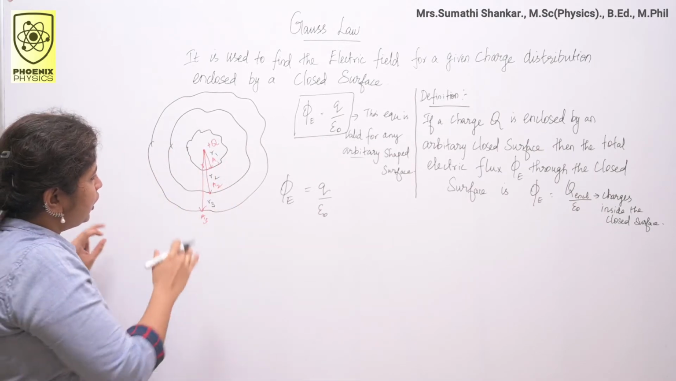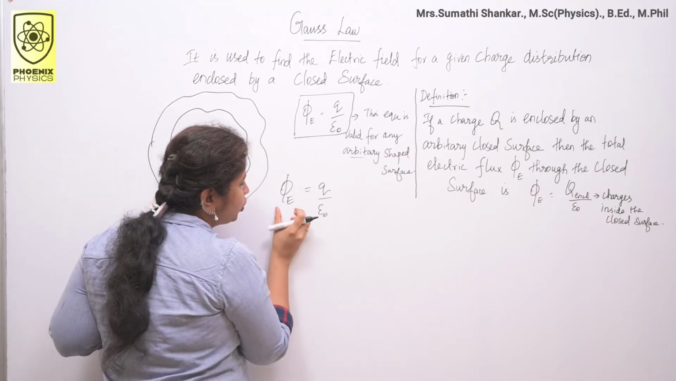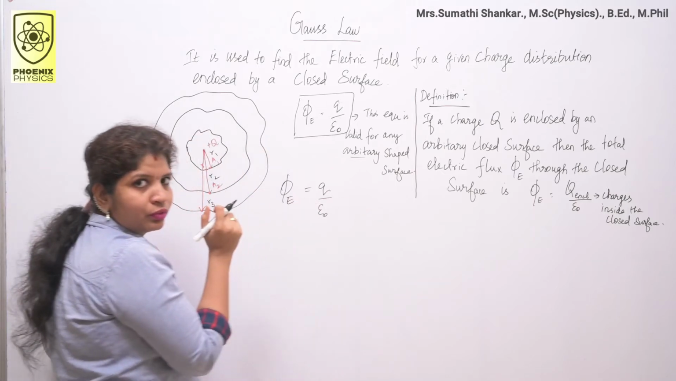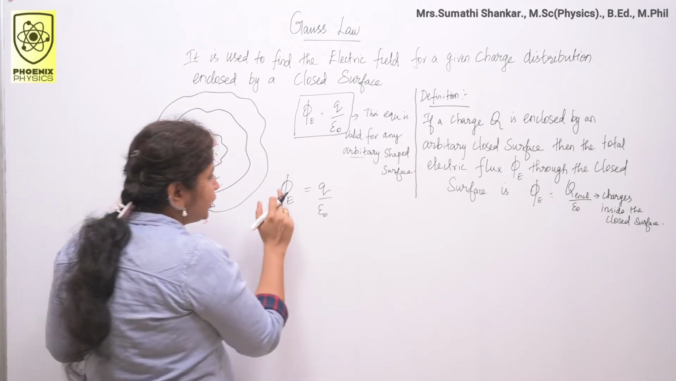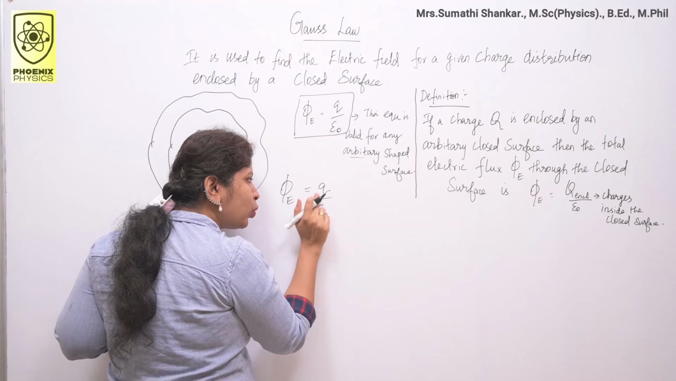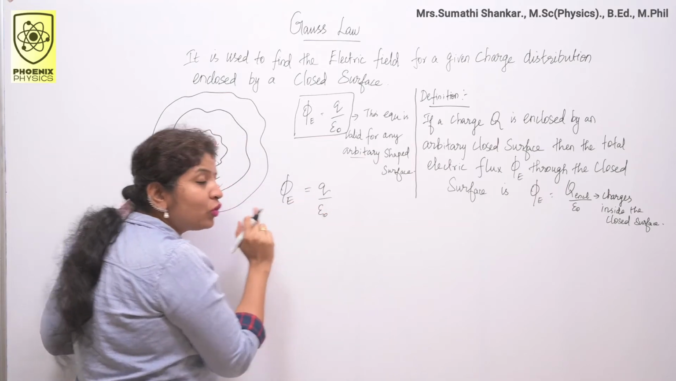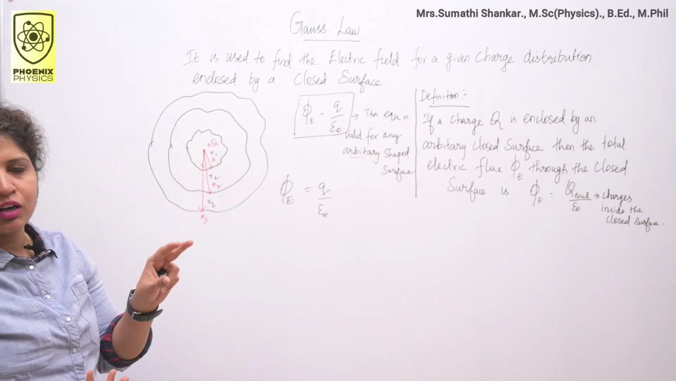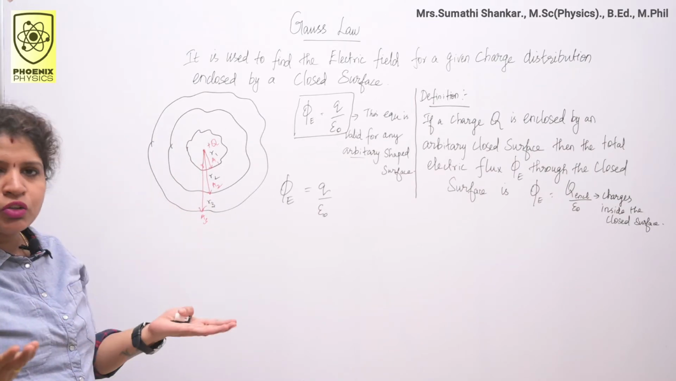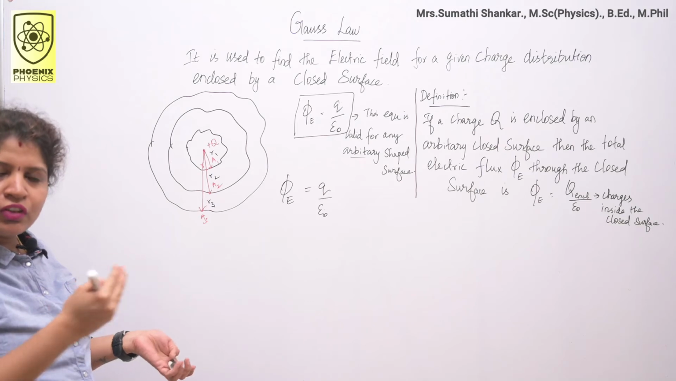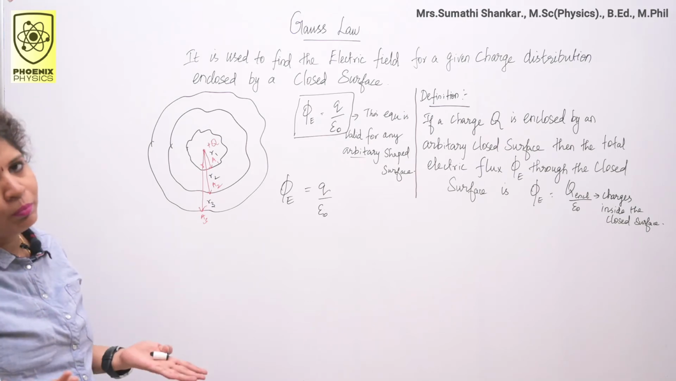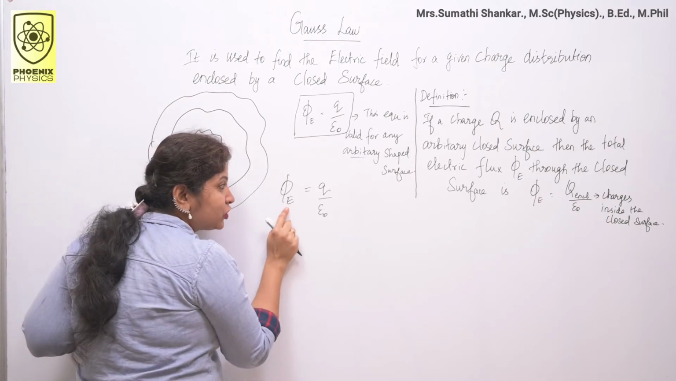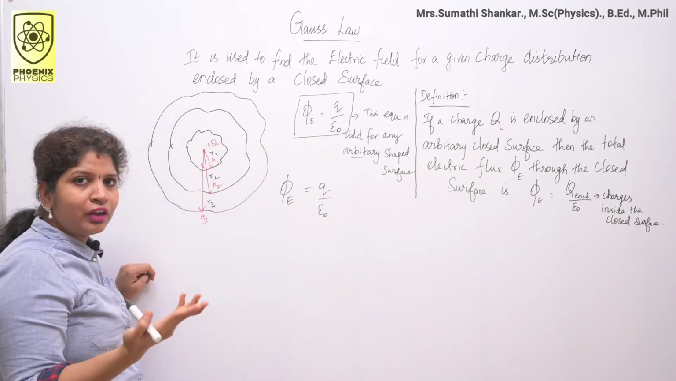Now tell me, how did I say the total flux is equal to Q by epsilon naught alone? Here, this flux depends only on the charge. It does not depend on the R value. See, the area depends on R. If it is a circle, it is pi r square. If it is the surface area of the sphere, it is 4 pi r square. Area depends on R, but the flux does not depend on the R value.